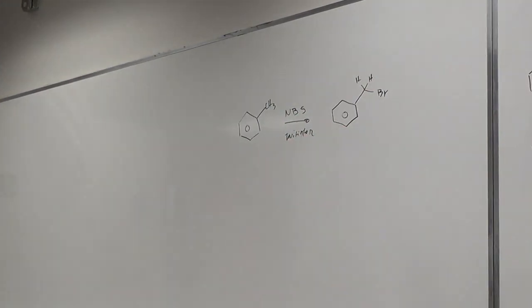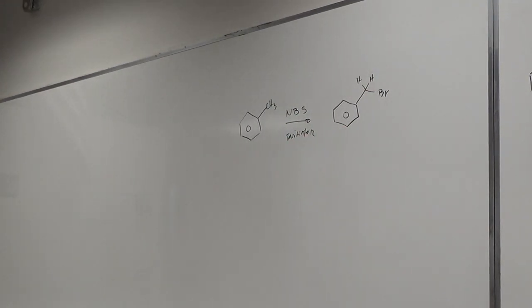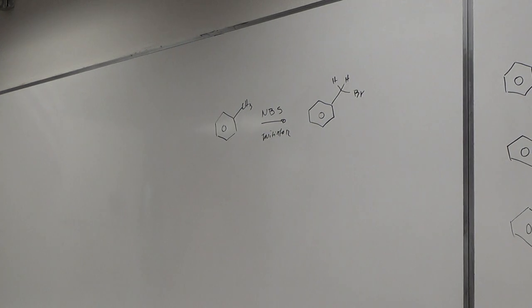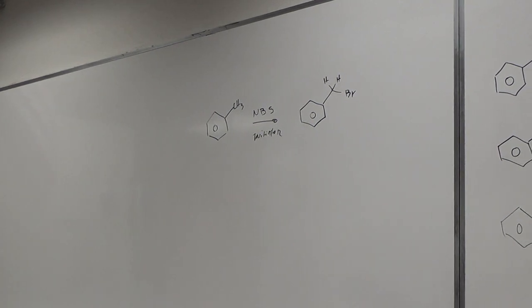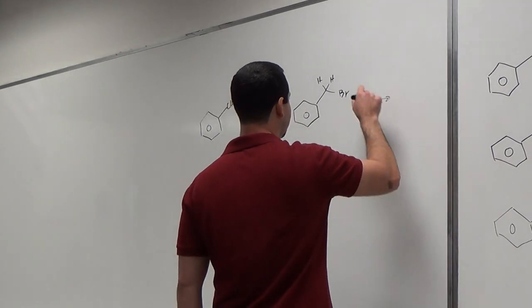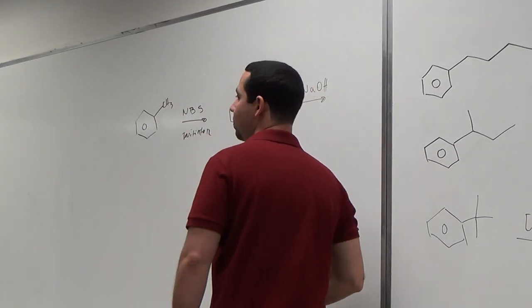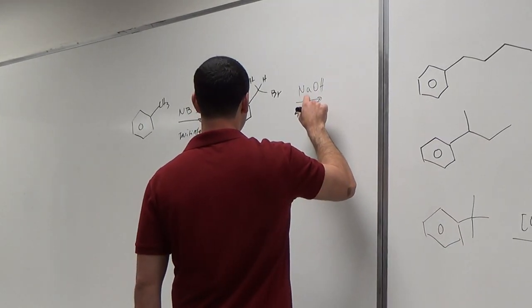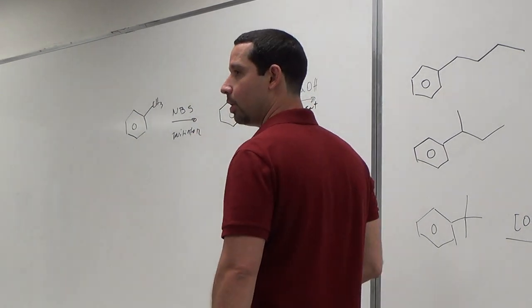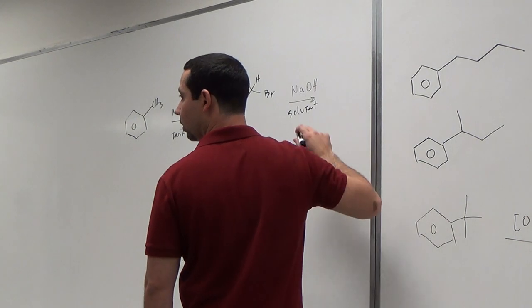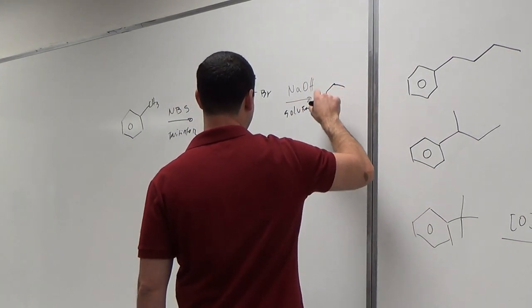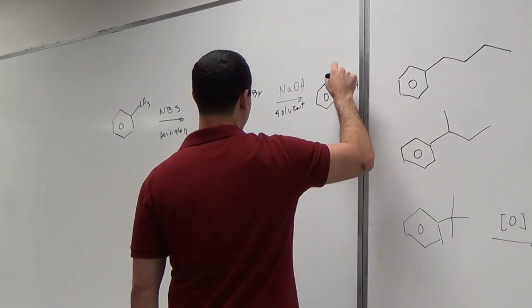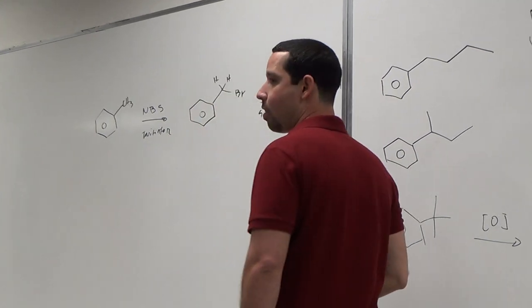The bromination will occur on the benzylic position. If I have this benzylic position and I treat this with something like sodium hydroxide and some type of solvent, it doesn't matter which solvent you use, SN1 or SN2 is going to take place. The bromine is going to leave, and what you are going to have is an alcohol there.